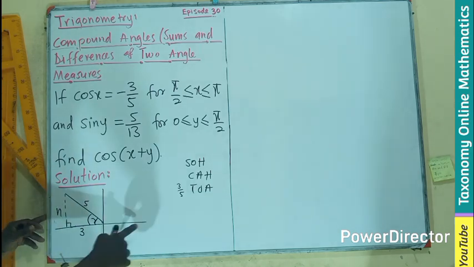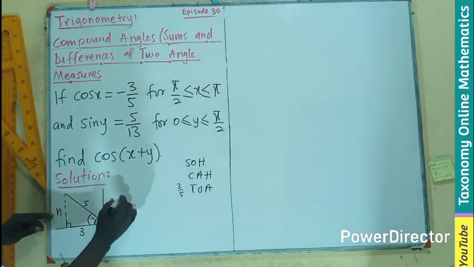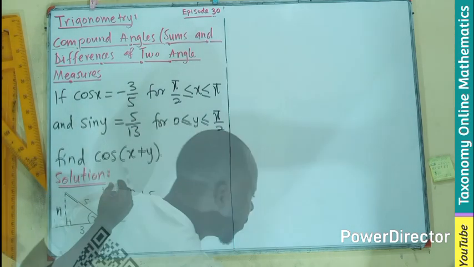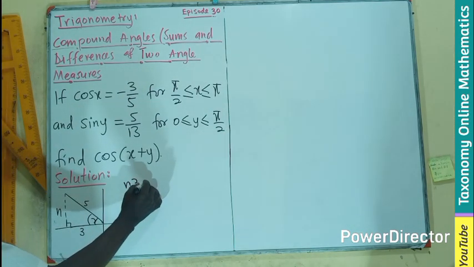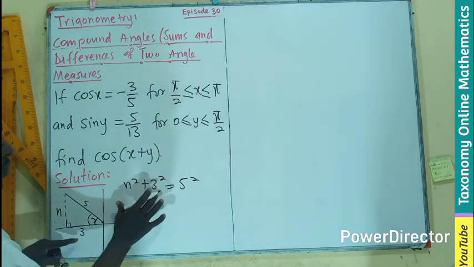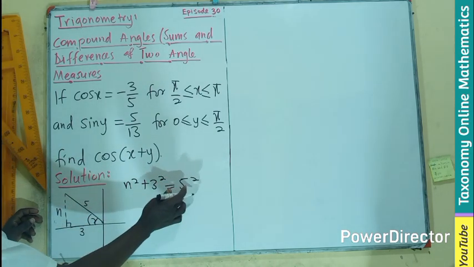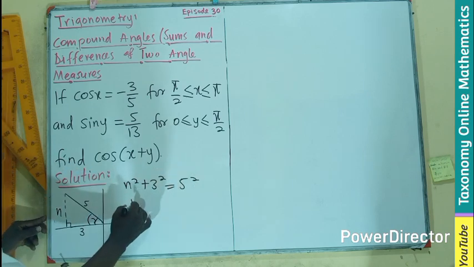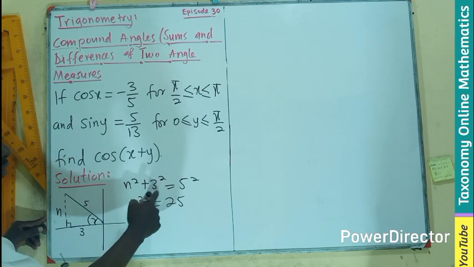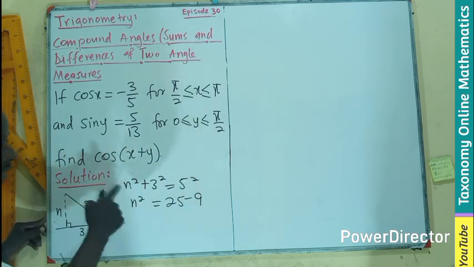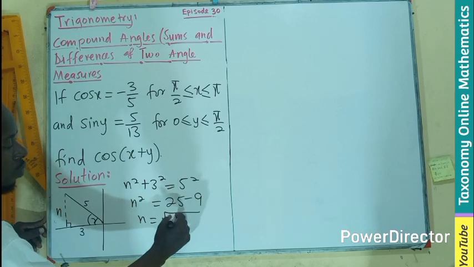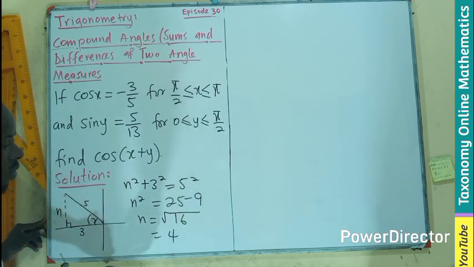So to find n using Pythagoras theorem, we have n squared plus 3 squared equals 5 squared, where the longest side is the hypotenuse. So this is going to be n squared equals 25 minus what? 9. So n will be equal to the root of 16. That gives us what? 4.